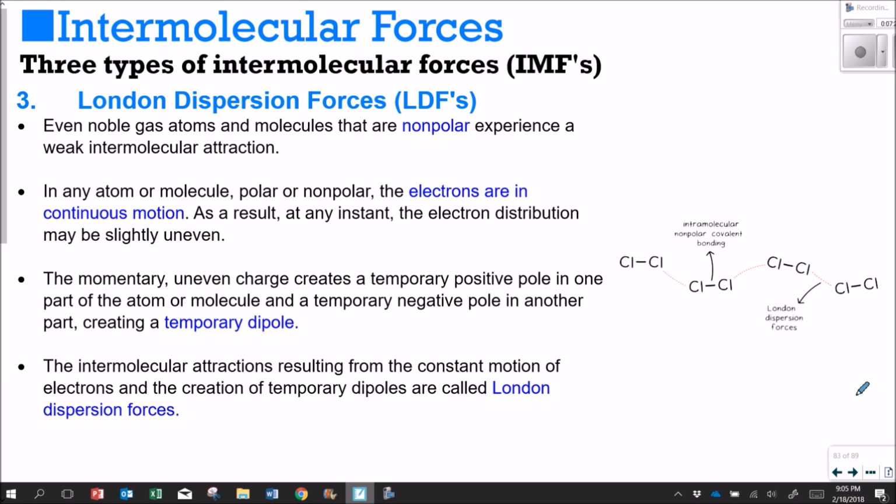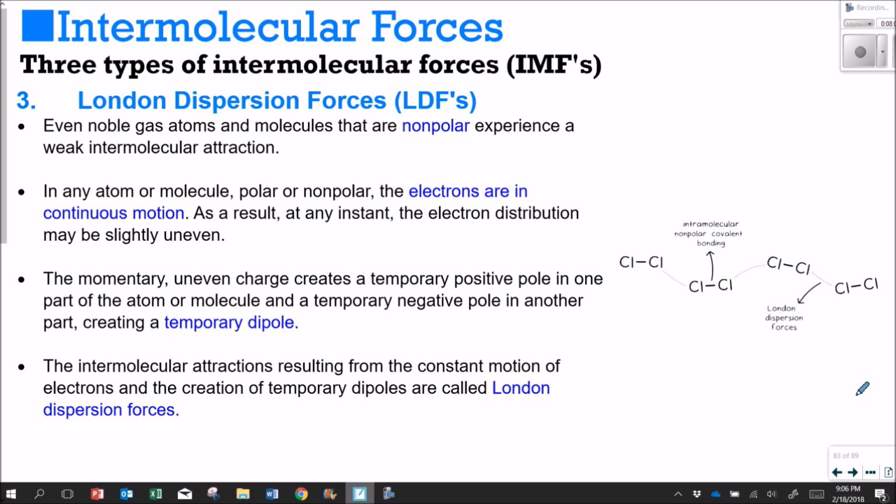Finally, we have London dispersion forces. Even noble gas atoms and molecules that are not polar will experience weak intermolecular attraction. In any atom or molecule, polar or nonpolar, electrons are in continuous motion. So as a result, at any instant, the electron distribution becomes uneven. This momentary uneven charge creates a temporary positive pole in one part of the atom and a temporary negative pole in another part, and that creates what is called a temporary dipole.